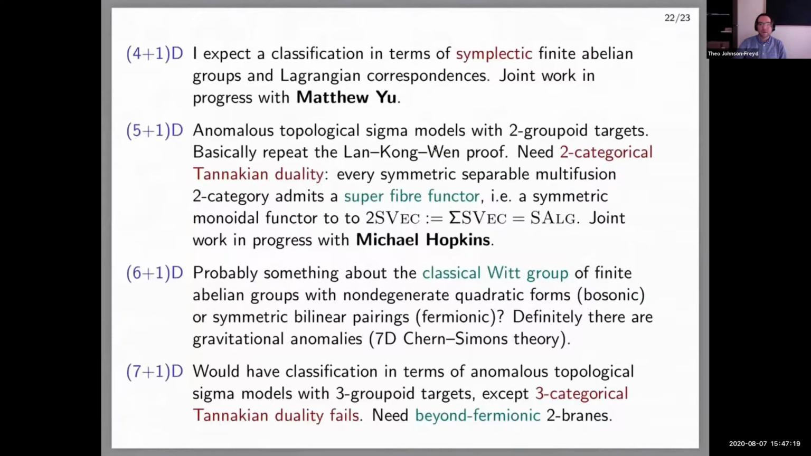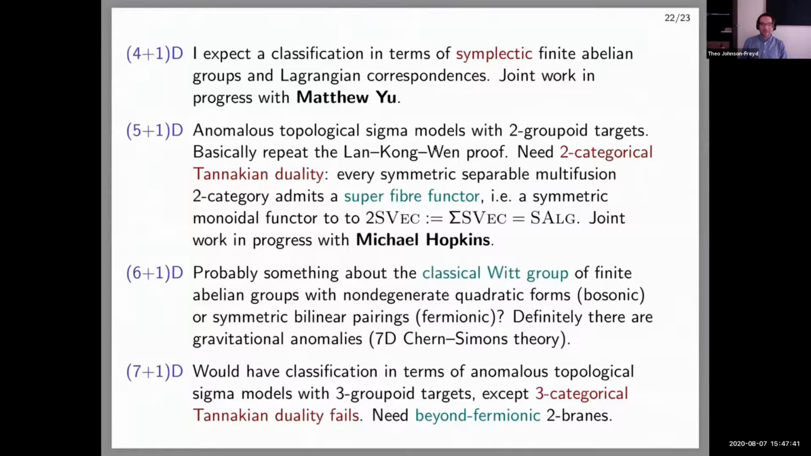In 4+1D, I'm working with a PhD student at Perimeter named Matthew Yu to classify theories. I think I know what the answer is. I think it has to do with symplectic finite abelian groups. In 5+1D, the Lan-Kong-Wen proof basically goes through as soon as you can do two-categorical Tannakian duality, which I think I know how to do with my Kopkins.